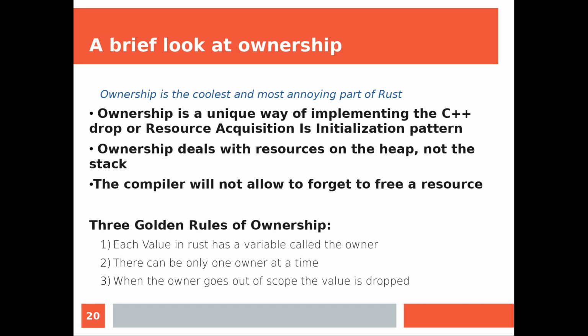Each value in Rust has a variable called the owner, and like the Highlander, there can be only one. At least there can be only one at a time. You'll see where you can in fact move them around, but at any given point in time, there is only one owner. When that owner goes out of scope, the value is dropped.